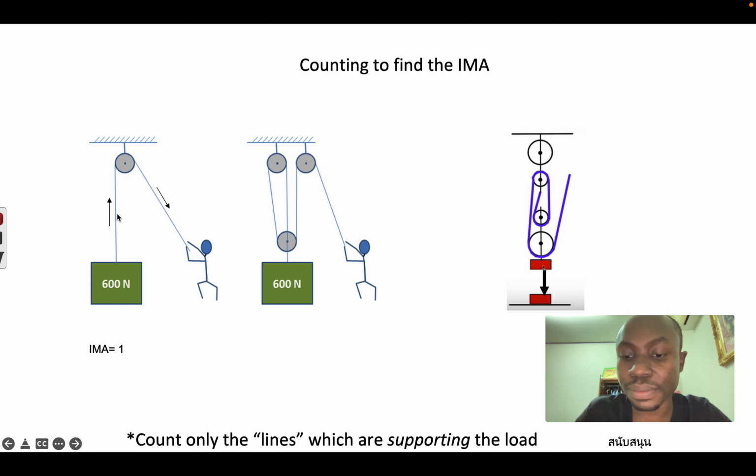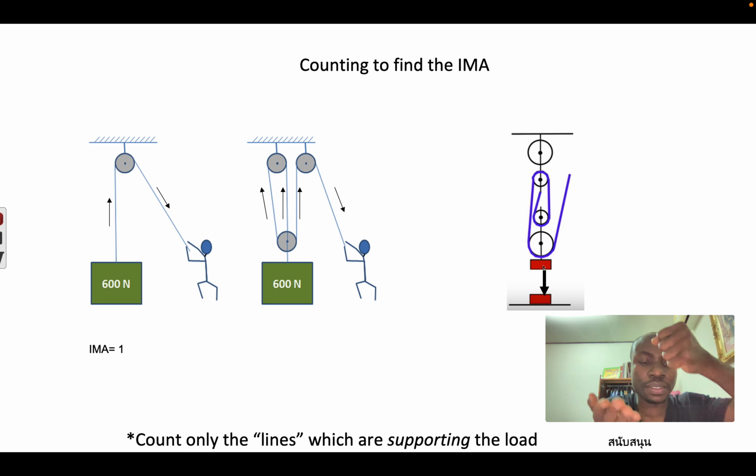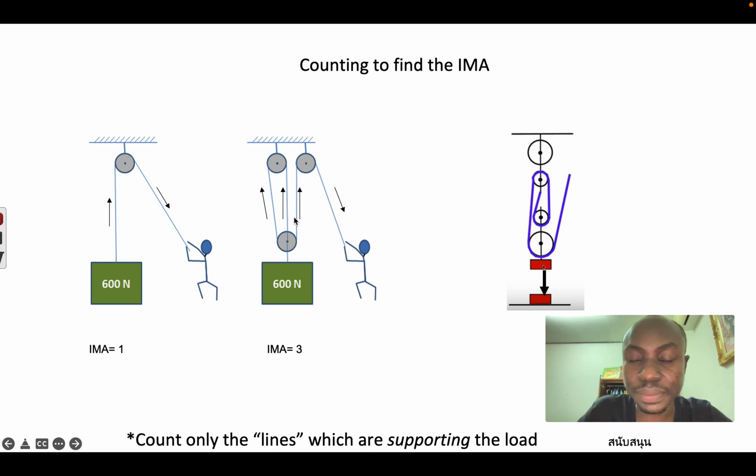We just count that. Number 2, how many lines do you think are supporting this load? We have 1, 2, 3. What about the 4th line? The one we are holding. Is it supporting the load? It is not. Can you see it's going opposite to the direction of the load? It is not supporting the load. So the IMA will be 3.